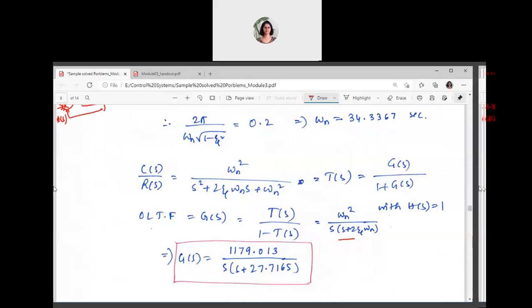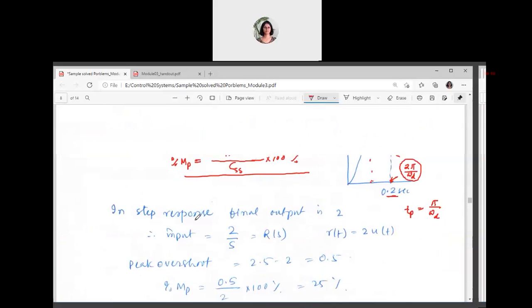This expression of the open loop transfer function is again standard. When this is the standard for the closed loop transfer function, this will always be the open loop transfer function. You can just have a check. If this is G of s, this divided by 1 plus this is equal to this. You can check and it will match. Right? So this is the open loop transfer function for this system.